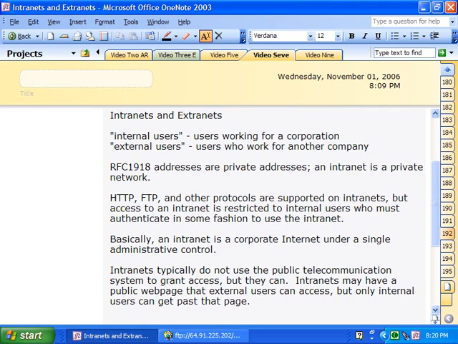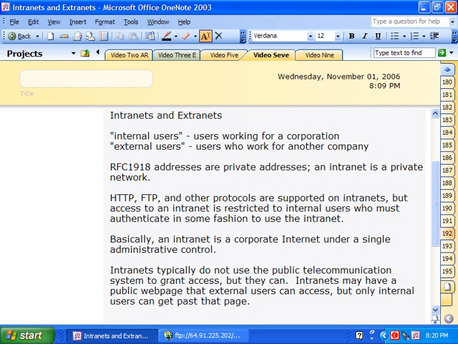So if I mention internal users here, I'm talking about users who work for a corporation, and external users, users who work for another company. Could be a partner, could be a vendor, anything like that at all. Well, first, let's define intranet.